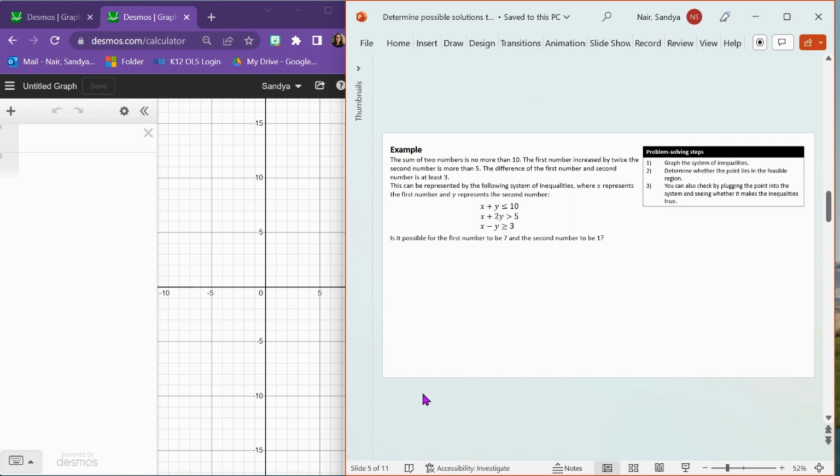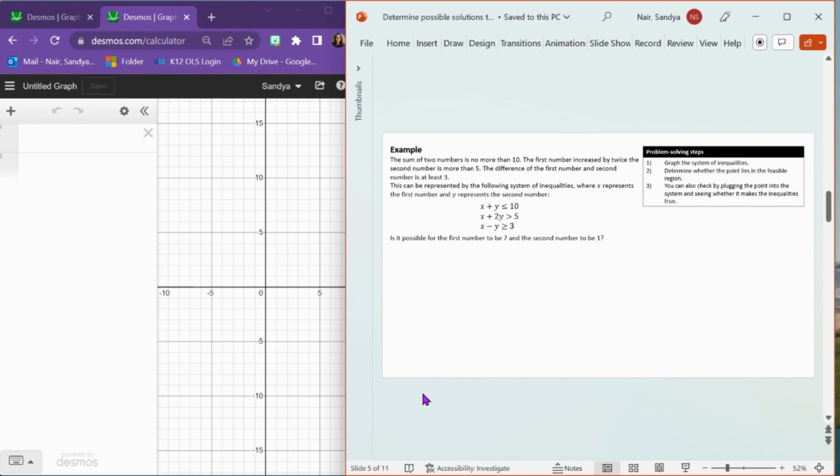Okay, so remember the first problem was this: the sum of two numbers is no more than 10. The first number increased by twice the second number is more than 5. The difference of the first number and second number is at least 3, and this can be represented by the following system of inequalities. So remember, this is the system of inequalities that we wrote in the last video, and I just have them typed out here.